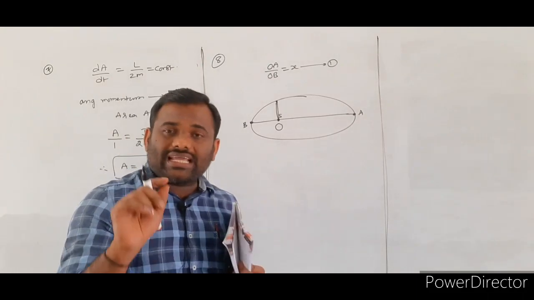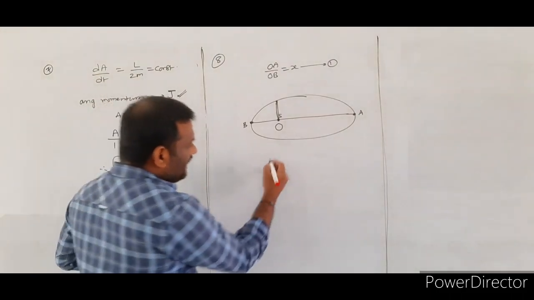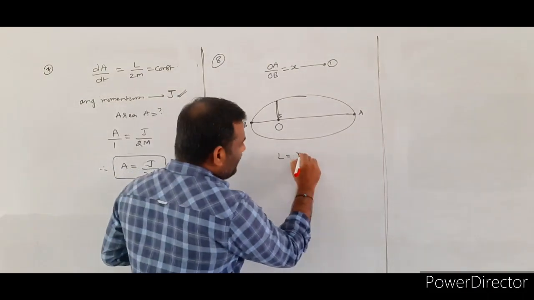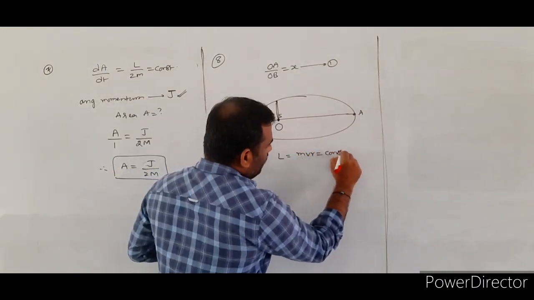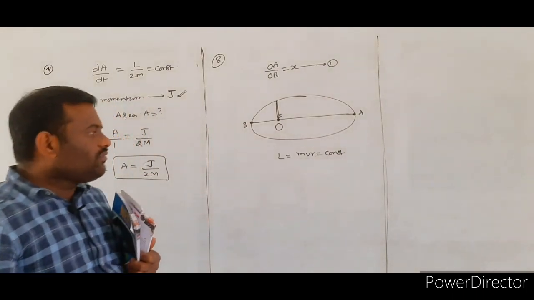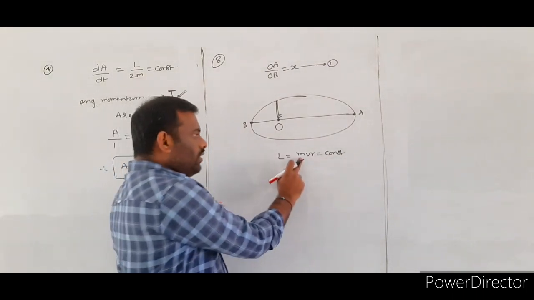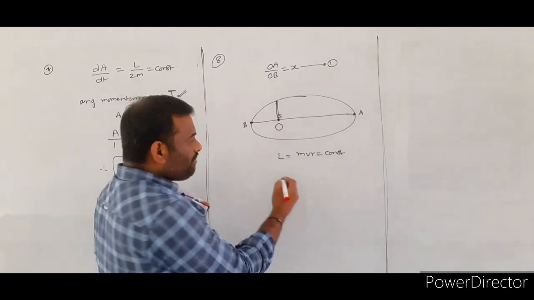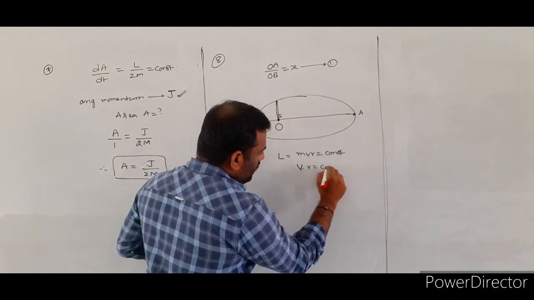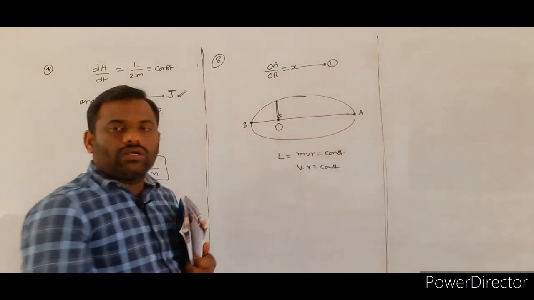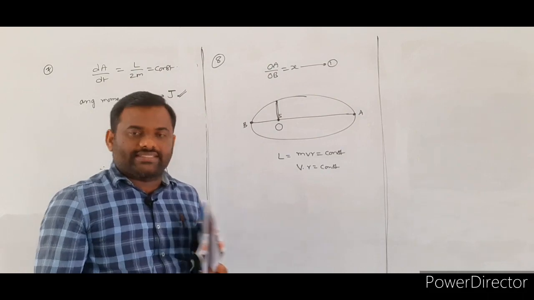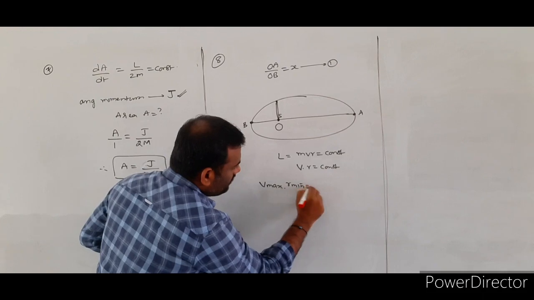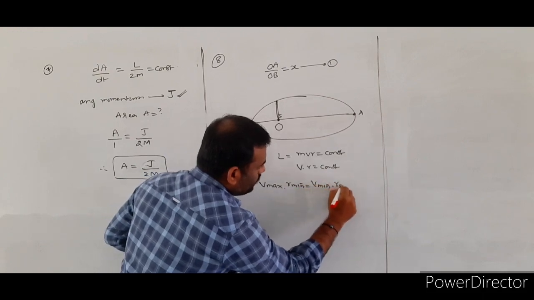Already we told, according to Kepler's second law, for a revolving planet around the sun, its angular momentum value will be constant. The angular momentum formula is L is equal to m into v into r, which is constant. The mass of the planet is always constant. From this we write v into r is equal to constant. Already we discussed this concept. From this we write v max into r minimum is equal to v minimum into r max.